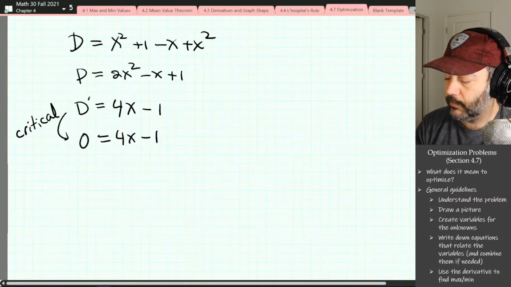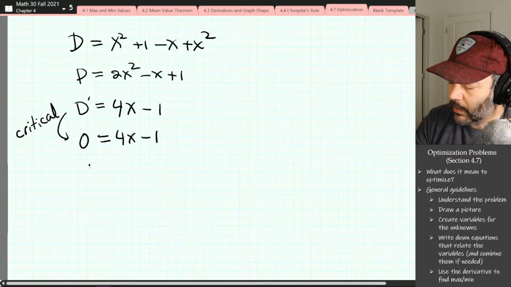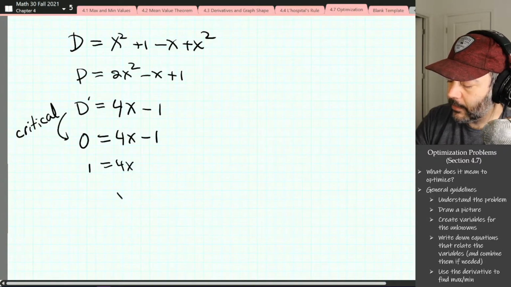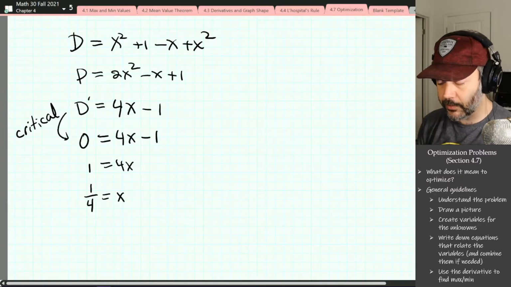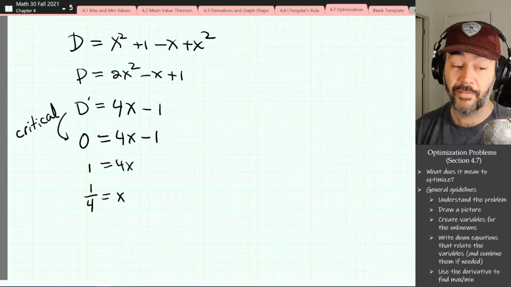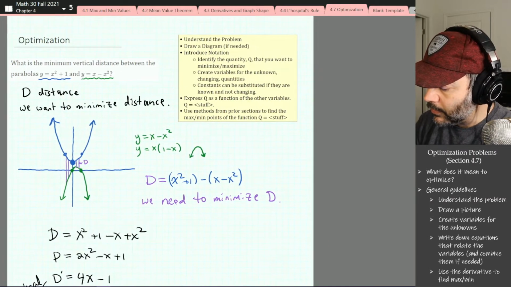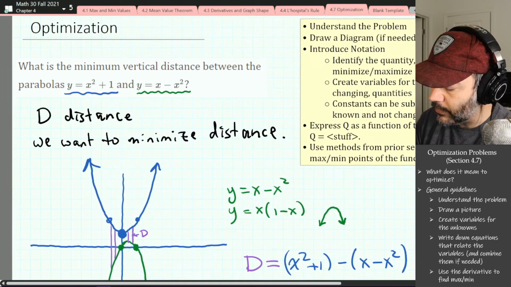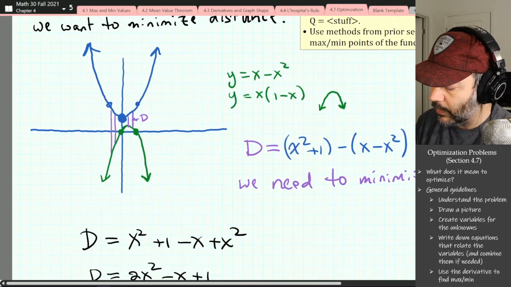And the critical value is when d prime equals 0. And we get 1 equals 4x, and we get x equals 1/4. Remember, we were estimating that the answer might be somewhere around 0.2. Well, 1/4 is 0.25, so this is looking pretty good. So x says, what is the minimum vertical distance? So we actually need to answer what the minimum distance is between the two.